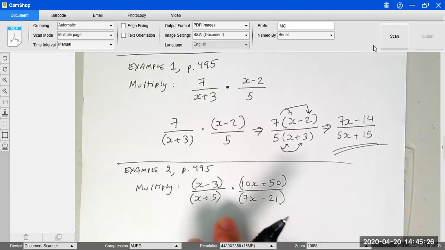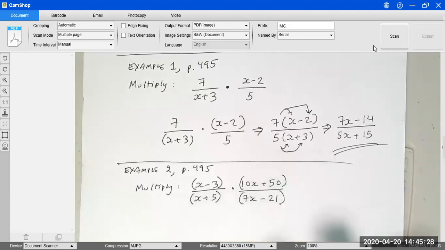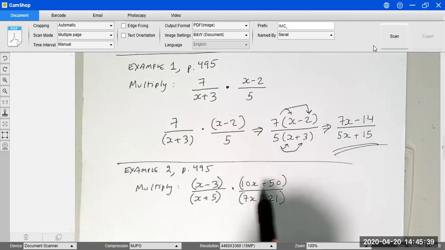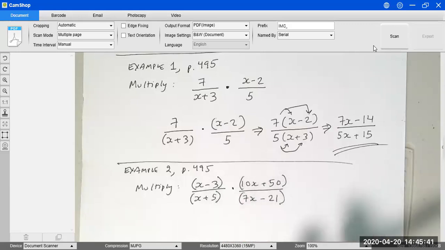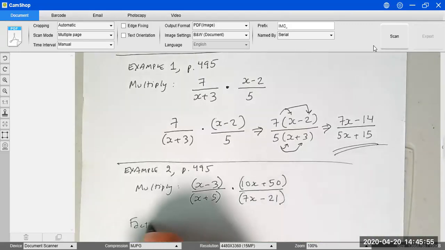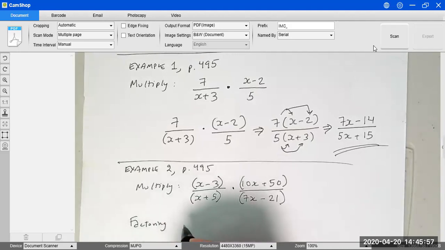So now, can we factor any numerator? Can we factor any denominator? Yeah, you can see here that we can factor this. There is a greatest common factor for this one, and there is a greatest common factor for this one too. So instead of multiplying across and getting huge quantities here, a lot of terms, first let's see whether simplifying is going to make our life easier. So let's do this factoring.